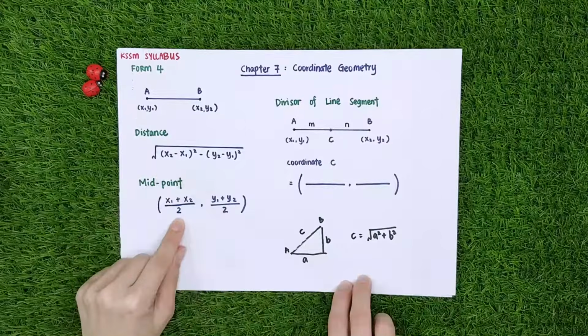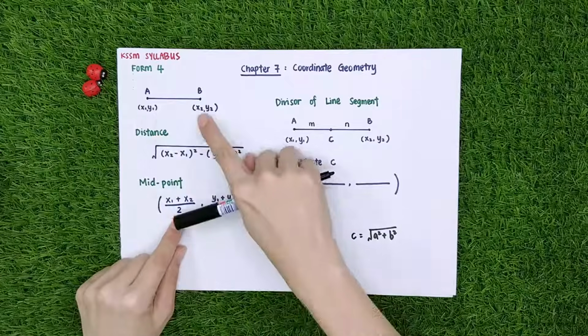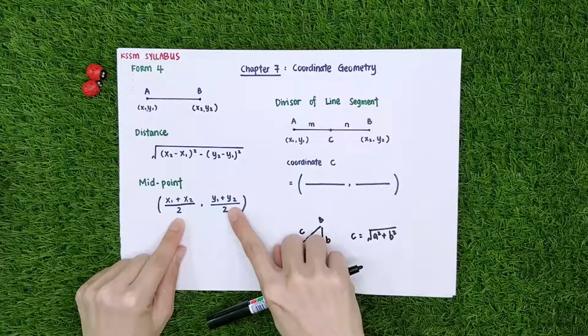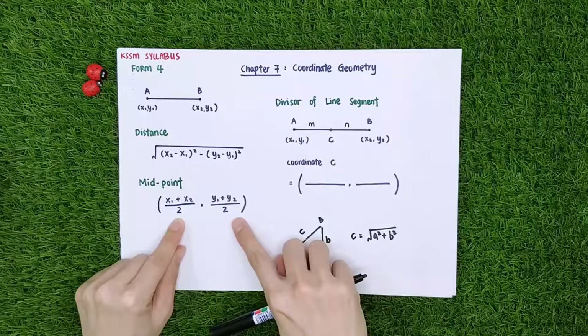Okay? For the midpoint, it is much easier. You just add up the x coordinates and divide by 2, and add up the y coordinates and divide by 2. Then you will get your midpoint.